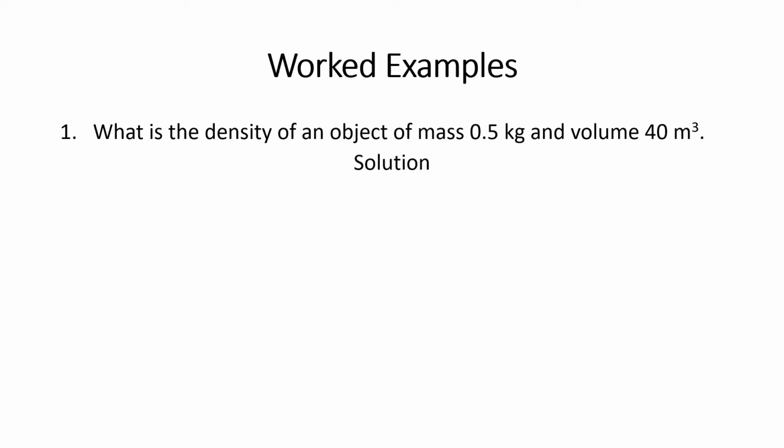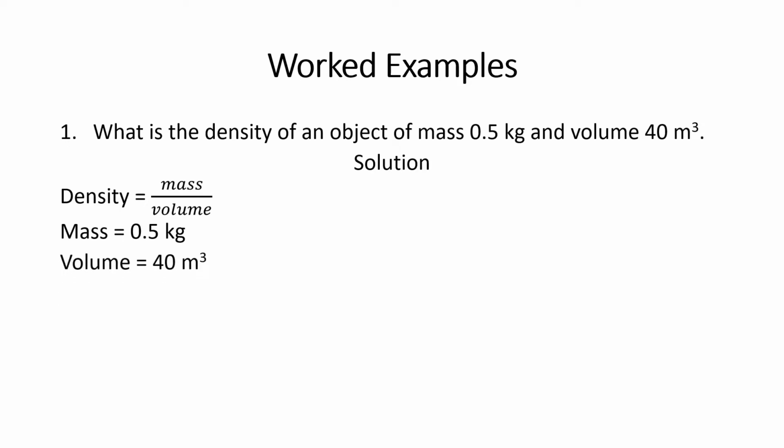So our solution. First, we quote our formula. Density equals mass over volume. Then mass is given as 0.5 kg. Volume was given as 40 meter cube. So density, we don't know. In this case, you substitute the values for each of the quantities of that object. Mass, we have 0.5 kg divided by 40 meter cube, which is for the volume.